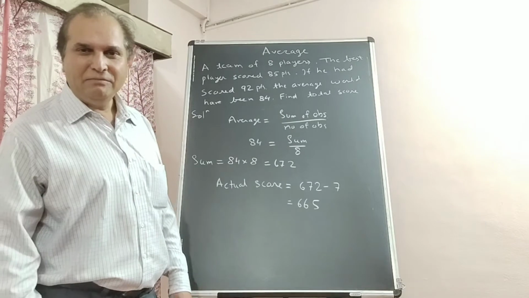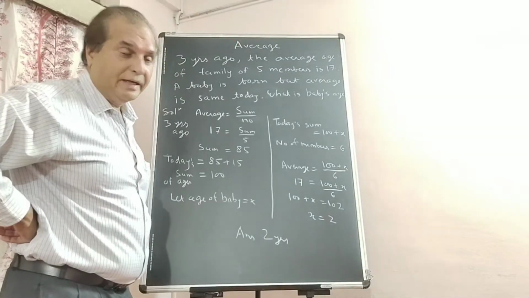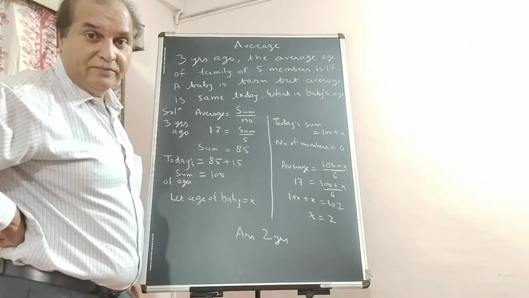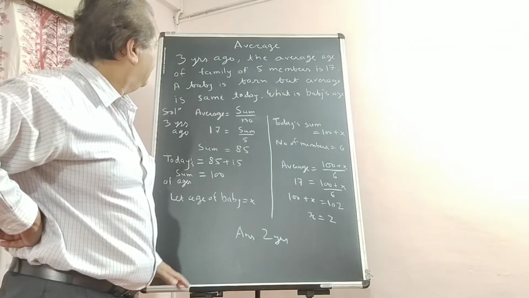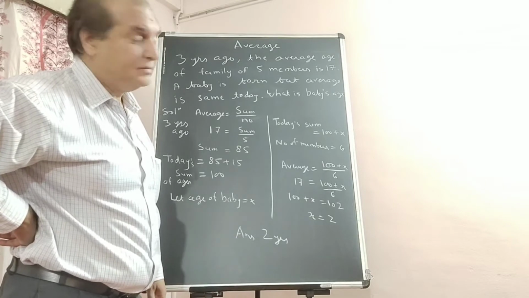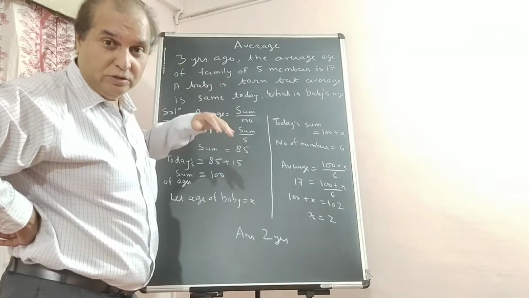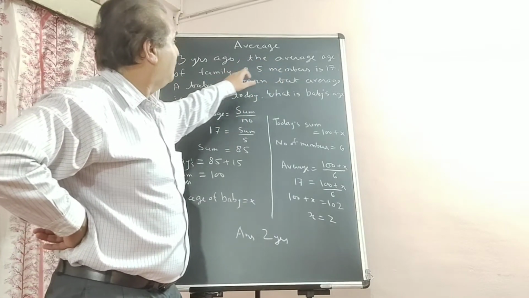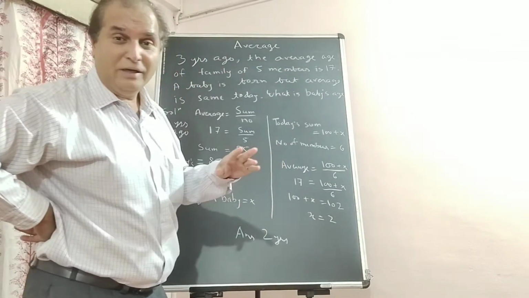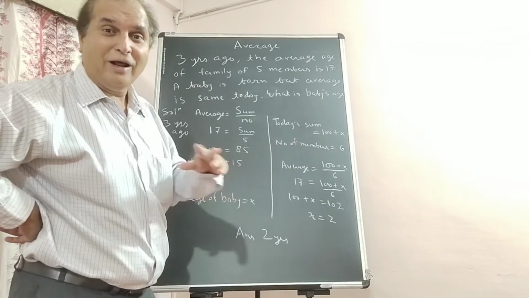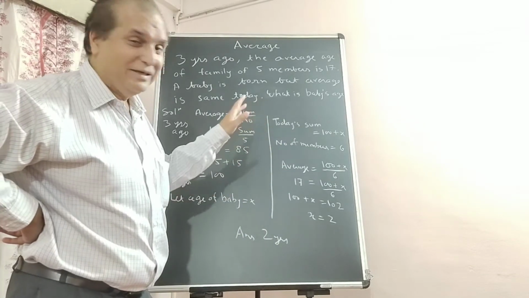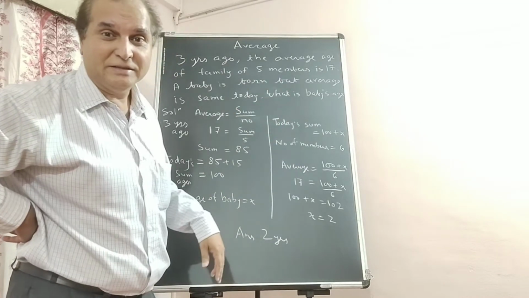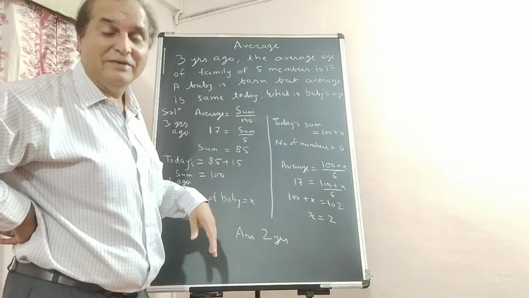Go ahead with the next sum. See the next sum. Understand carefully. Not a very difficult sum. 3 years ago, the average age of a family of 5 members was 17. Not all are of 17 years. Adding the sum of their ages divided by 5 members, the average comes as 17.